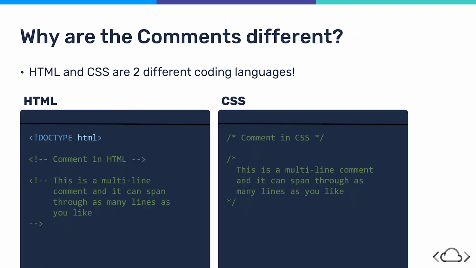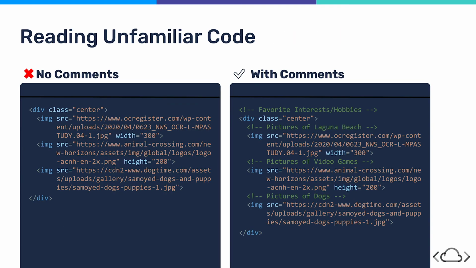Now, you might be wondering why the comment symbols for both HTML and CSS are different, but simple and short, HTML and CSS are 2 different coding languages, which is why both languages have their own syntax and ways of writing things. To further emphasize the importance of writing comments in our code, this example shows a great reason as to why we should do it.